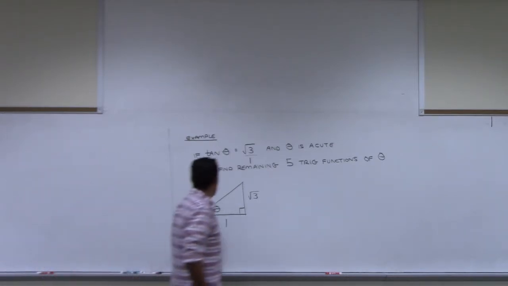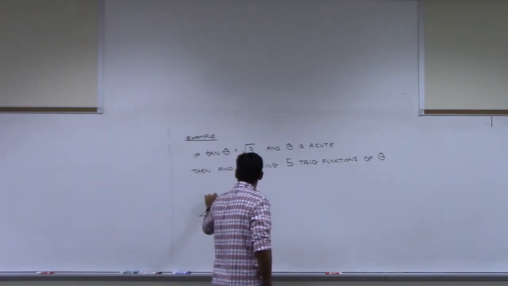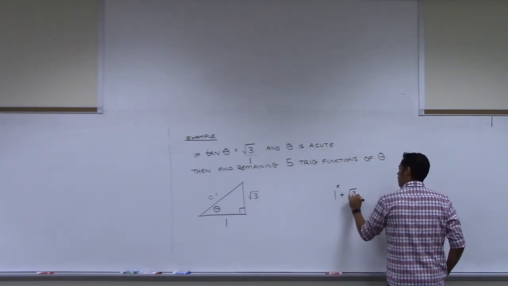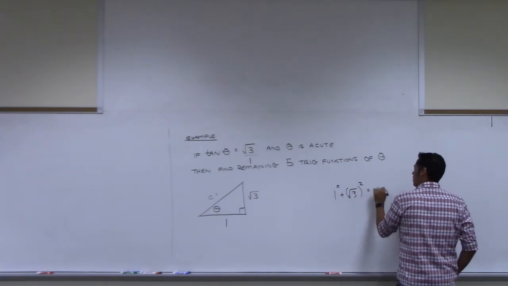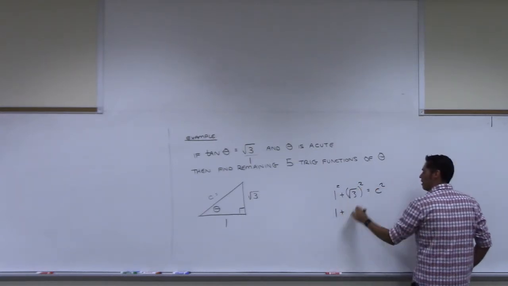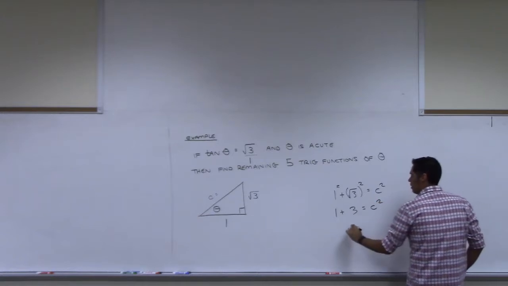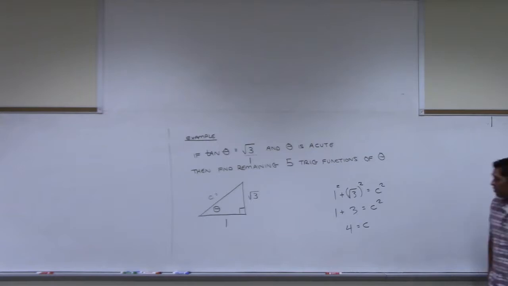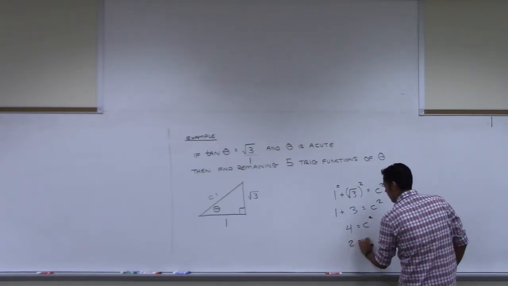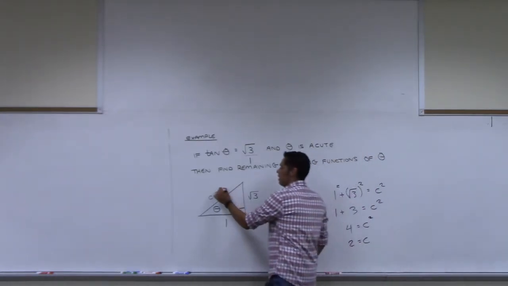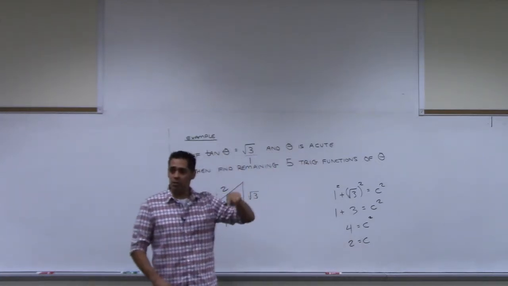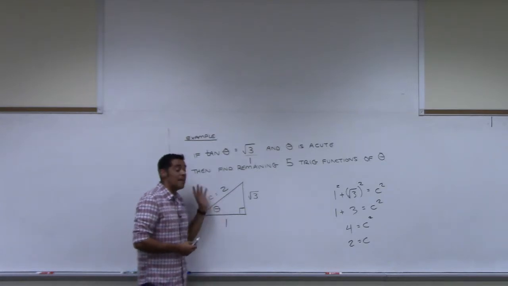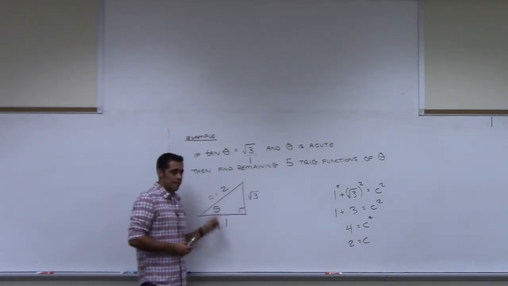Now for this one, I think I'll actually solve for this side over here. We'll call it c. 1 squared plus root 3 squared is c squared. So we get 1 plus 3, which is c squared. So 4 is c squared, that's what I meant to put, and then c is 2. That worked out nice. Now, remember the 3, 4, 5 triangle? I called it a Pythagorean triple. This is a very common set of numbers to have.